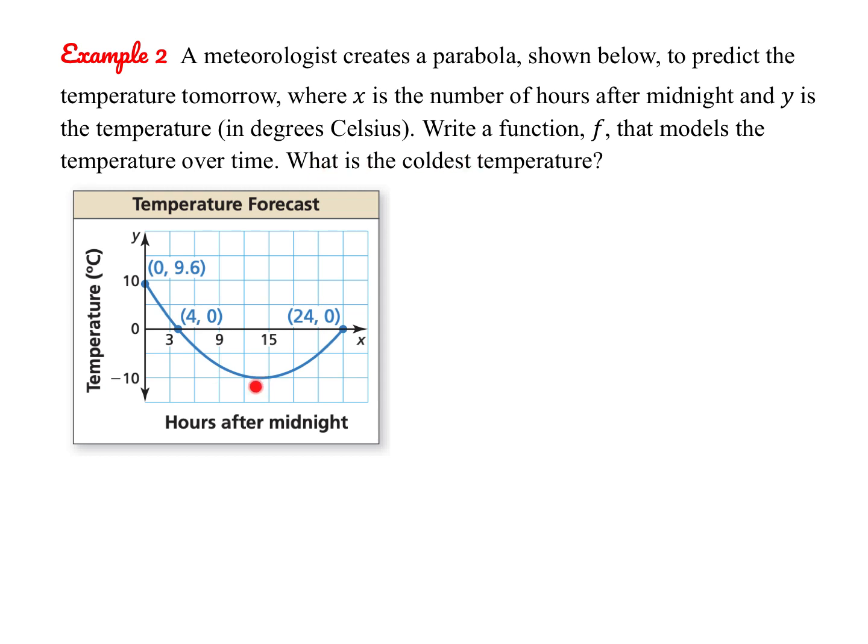So they would essentially like us to find the y value of the vertex. So it is important that you're able to interpret what they're asking us to find. Remember, the y-axis represents the temperature, and the coldest would be the minimum, and that minimum will always occur at the vertex. So here they're essentially asking us to find the y value of the vertex.